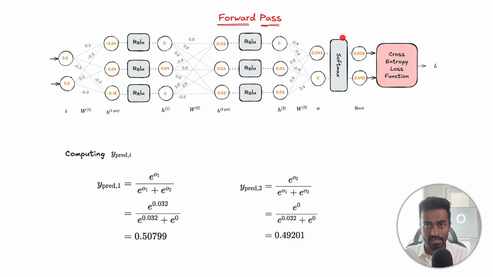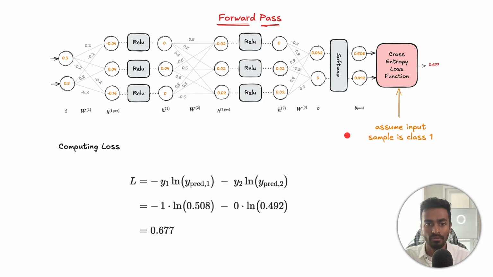Next, we apply a softmax function to this input over here in order to get values here. In order to perform a softmax, it's basically e to the power of one of these values, in this case the output 1 that's here, divided by the sum of e to the power of each of these outputs. So that's e to the power of 0.032 plus e to the power of 0. And we get 0.508 here. And similarly, for this neuron, we'll get 0.492, performing the softmax operation.